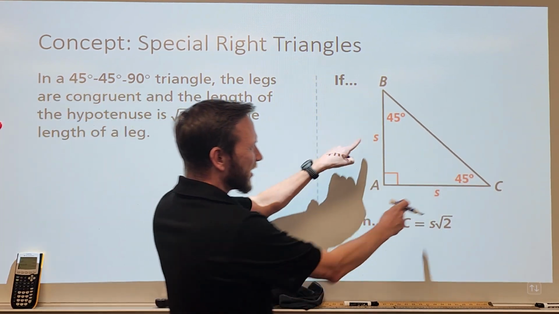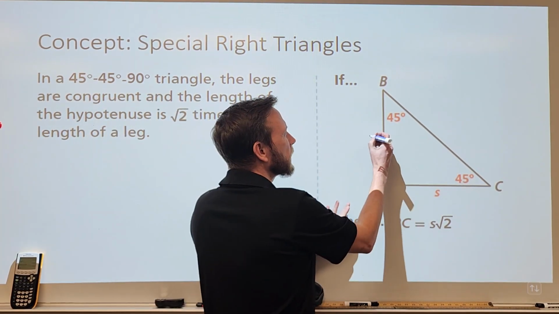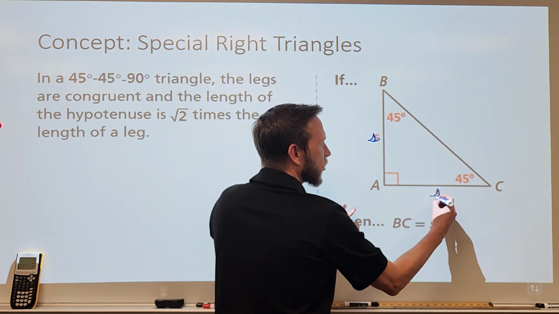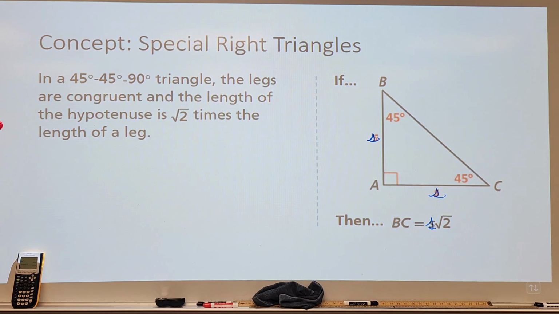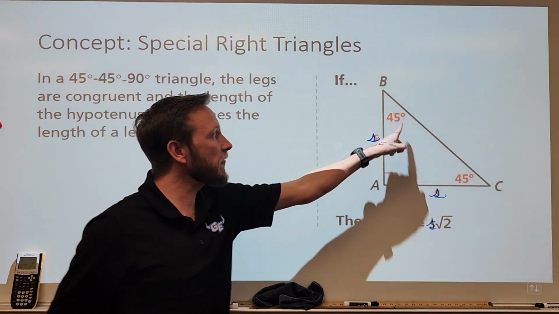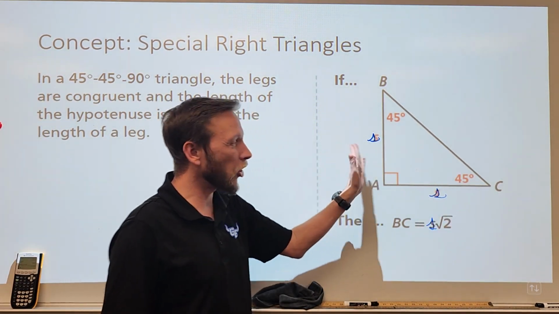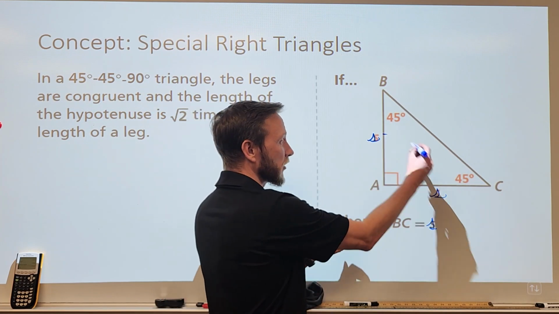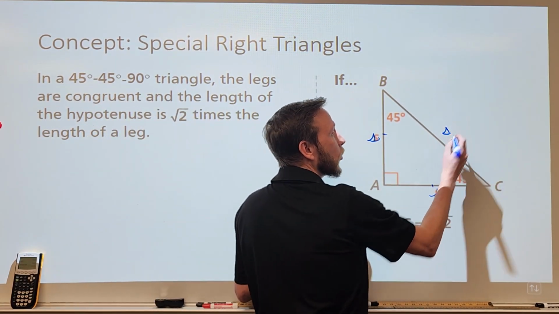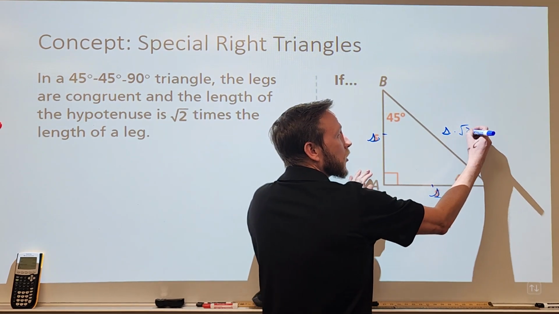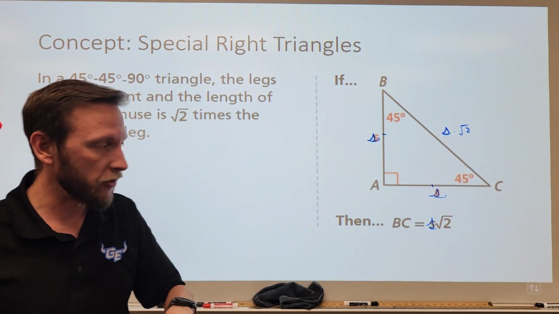So here, these have little s's. I would love for you to write those in cursive so that they don't look like 5s. All right, so write cursive s's if you remember how to write cursive from your elementary days. But basically, in a 45, 45, 90 triangle, this is also called an isosceles right triangle, where this and this are the same. The length of the hypotenuse is whatever the leg is times the square root of 2. That will always be the case.